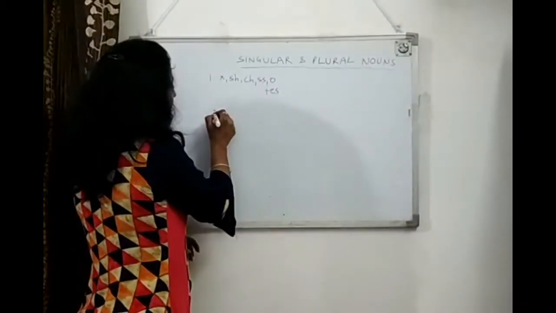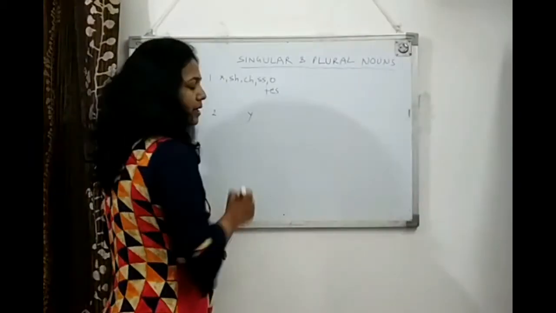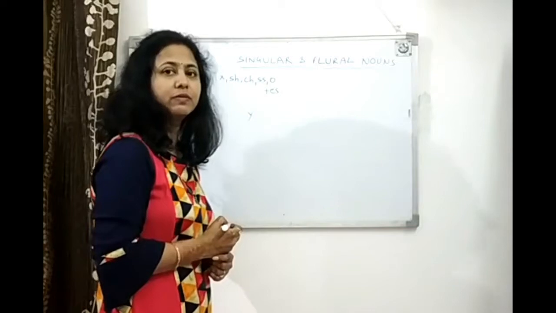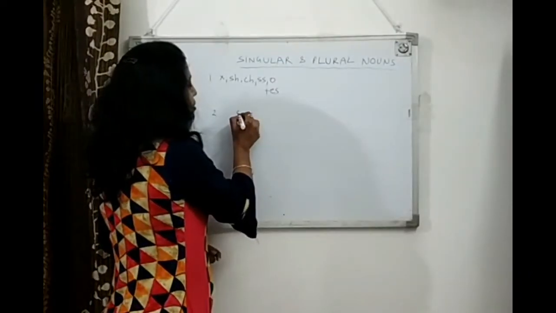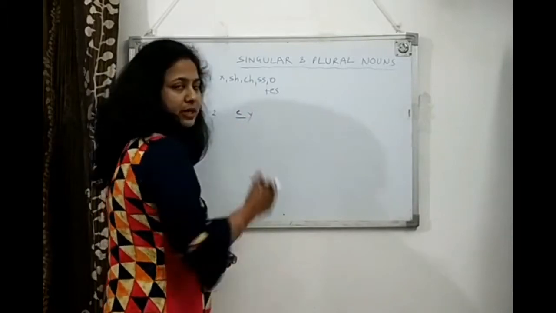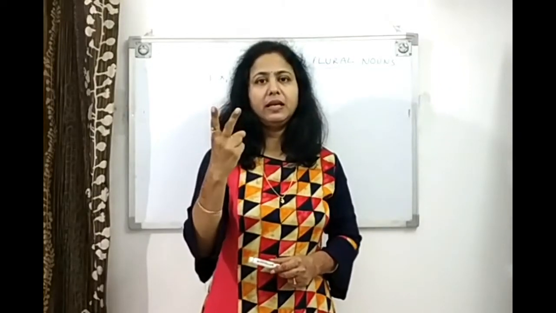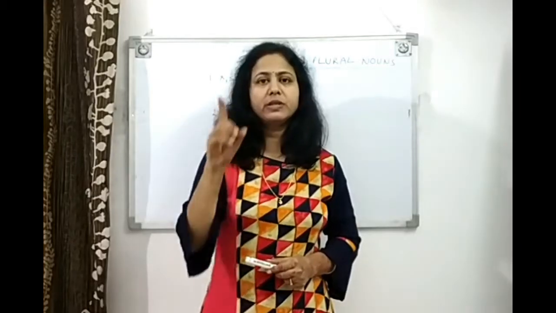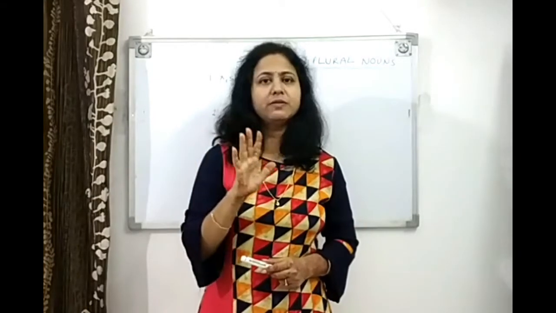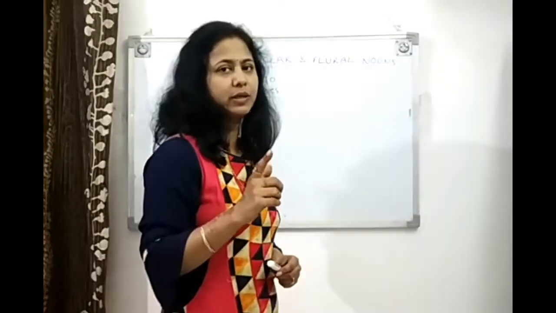Then second is if any word ends with y. If the last letter of the word is y and there is a consonant just before it. Now what are vowels and what are consonants? A, E, I, O, U. Out of 26 alphabets, these 5 are vowels. Then the rest of the letters are consonants.